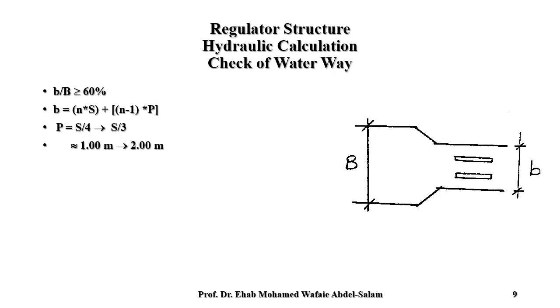Check of waterway: B small over B capital not less than 60%. B equals N multiplied by S plus N minus 1 multiplied by P. P is S over 4 to S over 3, from 1 to 2 meter.